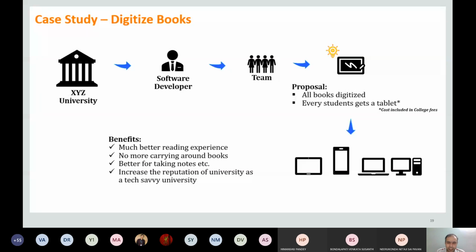So what are the benefits? Much better reading experience, because you can read whenever you want, and you don't need to carry the books. It's better for taking notes anytime than writing in a notebook. You'll enjoy writing on a tablet. And the reputation of the university will go up.